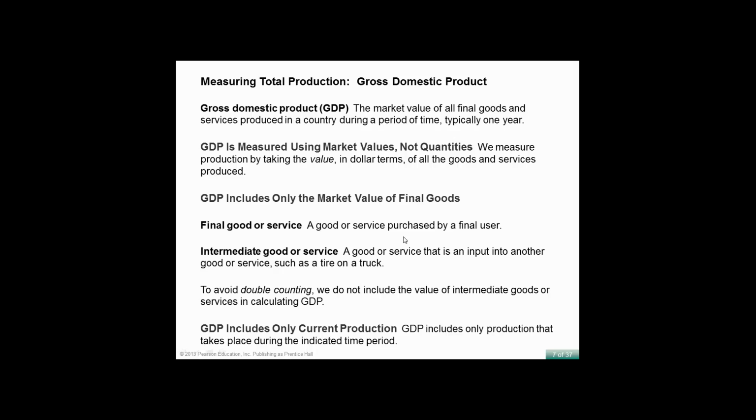A final good or service is purchased by the final user. An intermediary good or service is a good or service that is an input to another good or service, such as the tire on a truck. To avoid double counting, we do not include the value of intermediary goods and services when calculating GDP. GDP includes only current production. So GDP includes only things that take place during our given time period. If we produced it in the previous year, it would have been counted in the previous year's GDP.